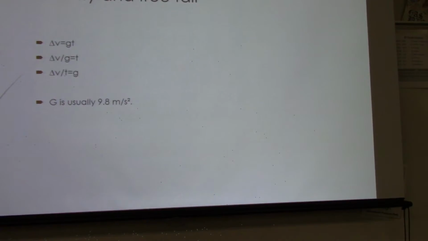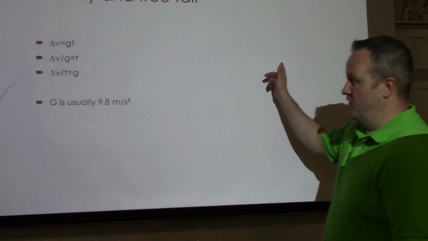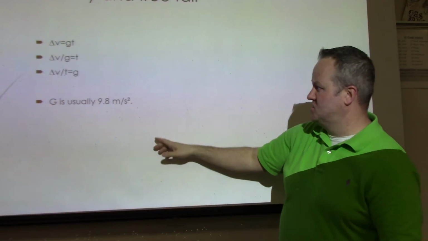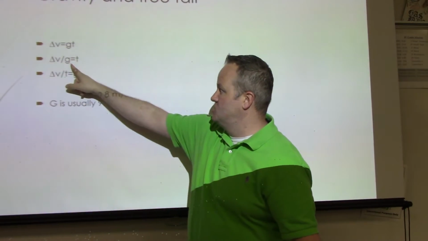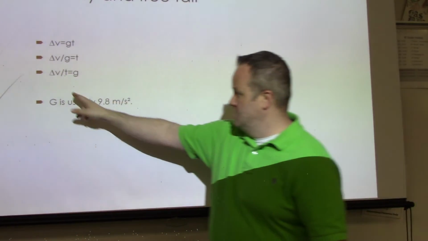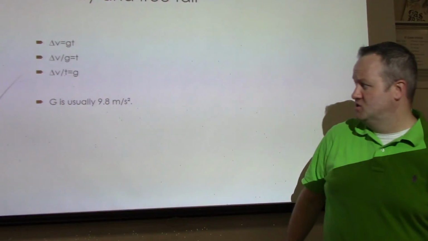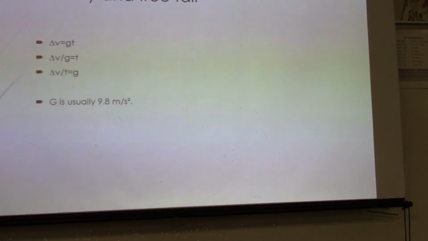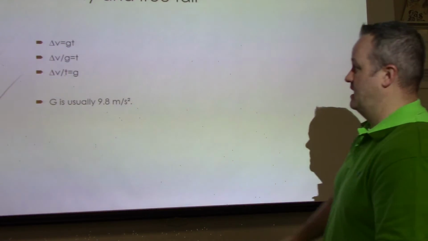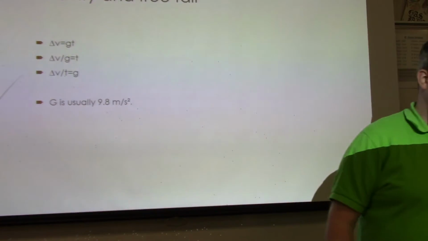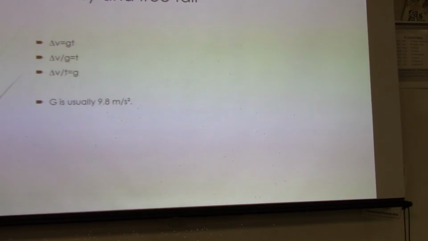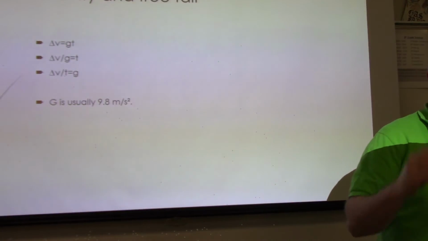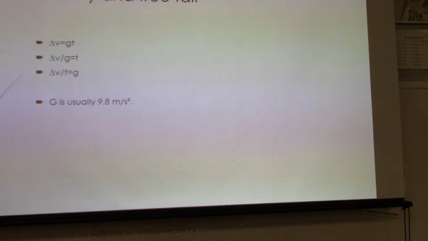The next formula that's important to be aware of is the gravity and free fall formula. That is delta V equals GT. You can also state that delta V divided by G is equivalent to T, and delta V divided by T is equivalent to G. Gravity is usually going to be 9.8 meters per second squared. The reason for that is that gravity is an acceleration formula. So gravity is acceleration. It is a natural property that objects have because of mass. It is created through mass.